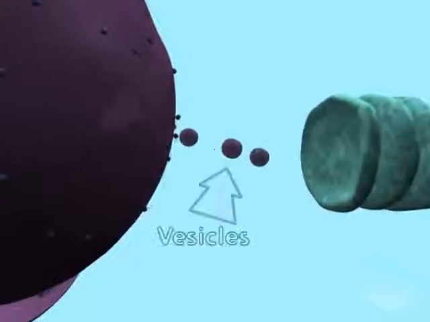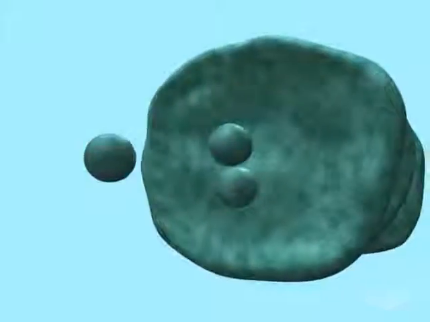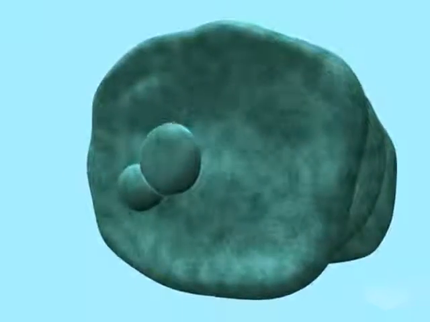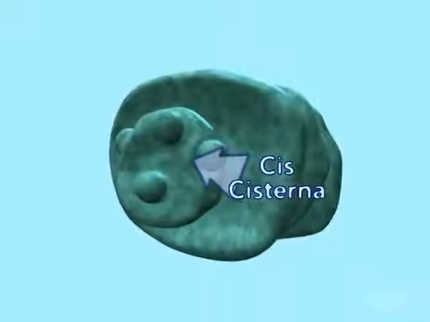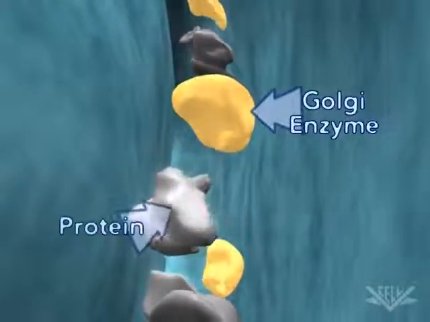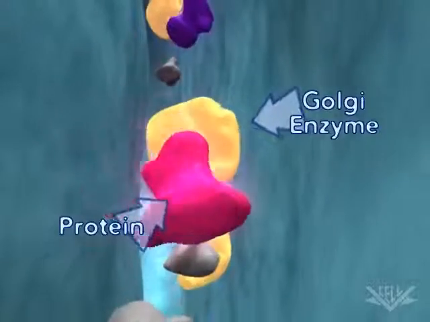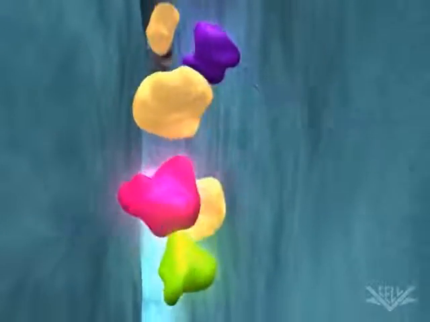Translated proteins are encapsulated in vesicles in the ER. A group of these vesicles fuse, and these fused vesicles form the cis cisterna. As the protein moves through the stack, it is modified by resident Golgi enzymes at specific locations in the apparatus. These modifications are important because they provide the signal that determines the final destination of the protein.